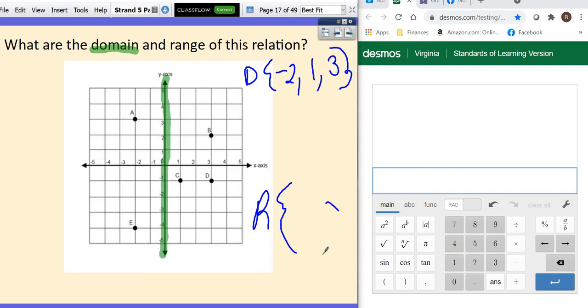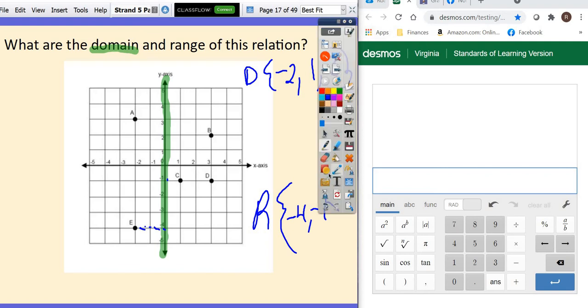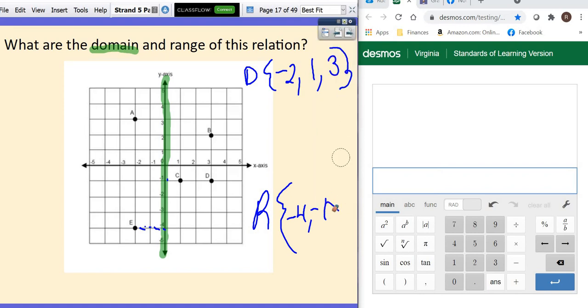Okay? So I'm going to start at the bottom with E. If I go across to the y-axis, my first number is -4. Then I'm going to go up to C and D, and if I go over to the y-axis, then it's a -1 that comes next. Let me get my eraser and get rid of that extra mark there. Okay, so that way nobody gets confused. There you go.